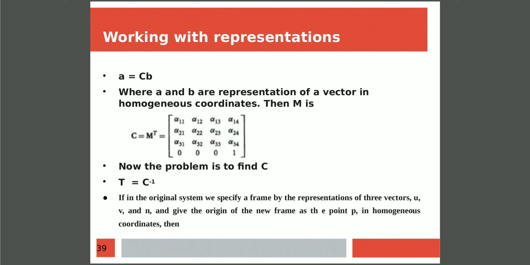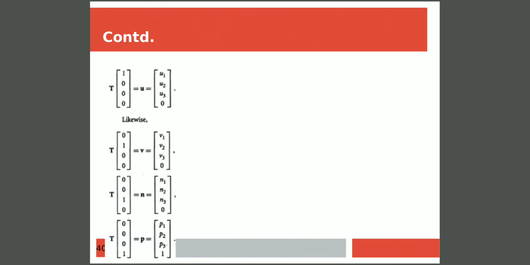Now to find those values, we are considering a new matrix T, which is the inverse of C. To calculate C, we are considering a coordinate system which is represented by the vectors u, v and n. U, v and n are nothing but the basis vectors of a coordinate system, and the origin of the coordinate system is P. To calculate the actual values for the matrix C, we need to consider all the components of a coordinate system, which are vectors u, v, n and the origin P.